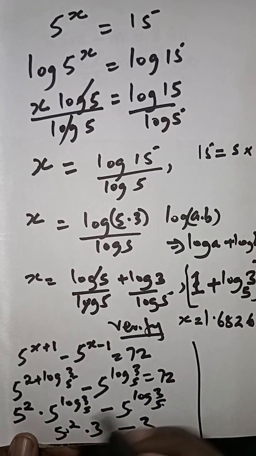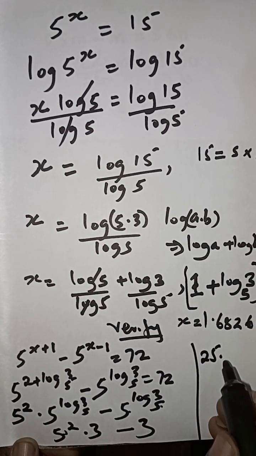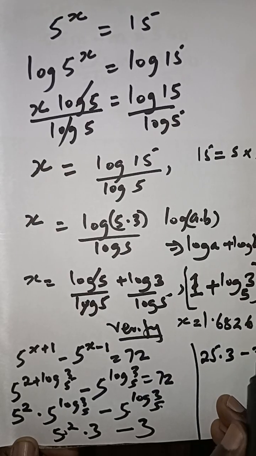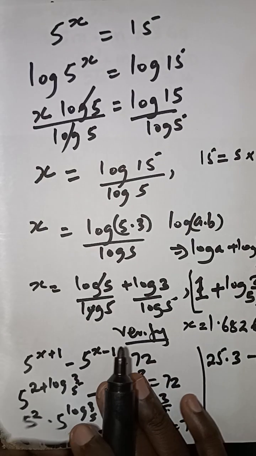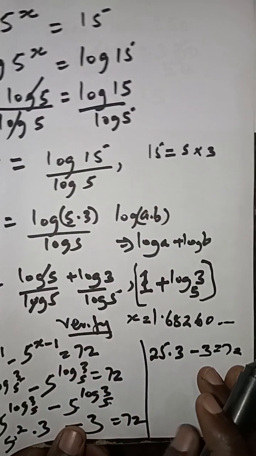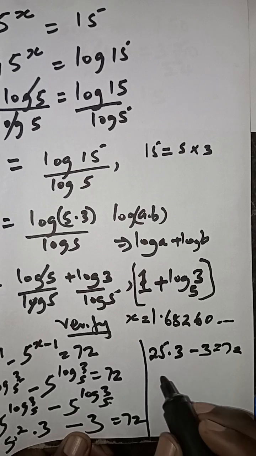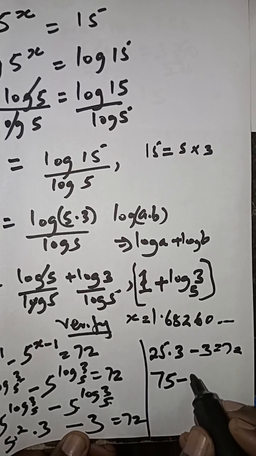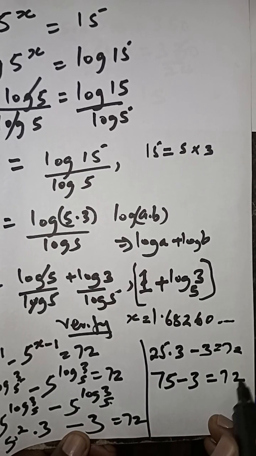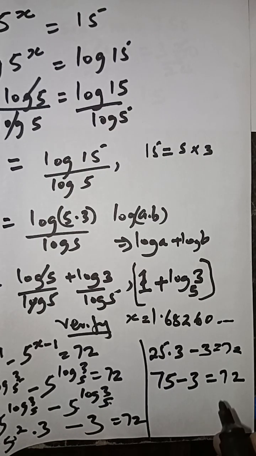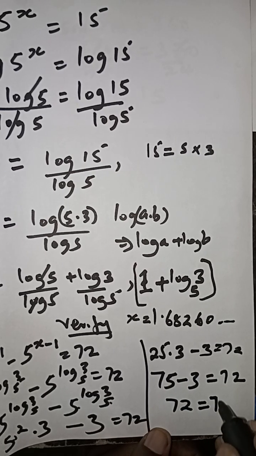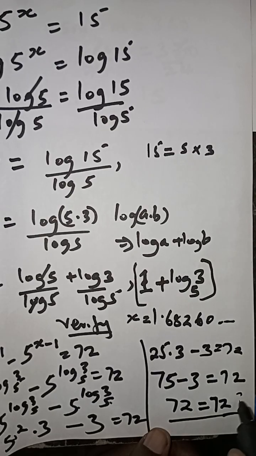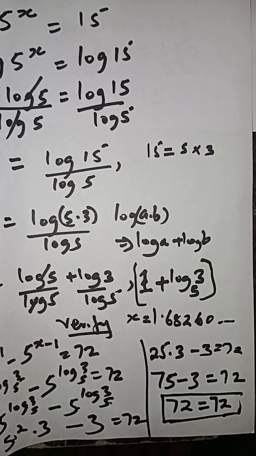Of course, 5 to the 2 is 25 multiplied by 3 minus 3. You're going to see if it's going to give us 72. 25 times 3, you're going to get 75, minus 3 should give me 72. And clearly 75 minus 3 is 72, which is equals to 72 on my other side.